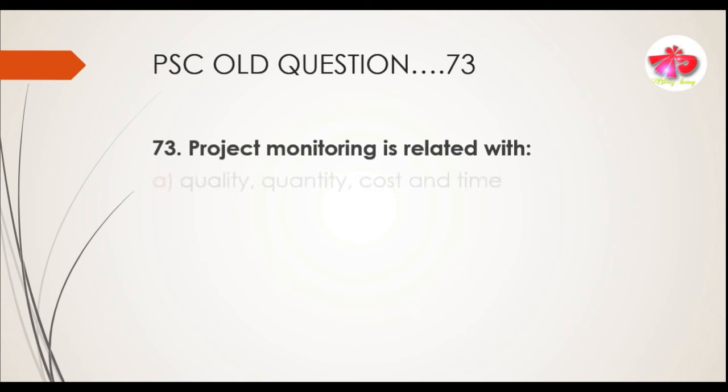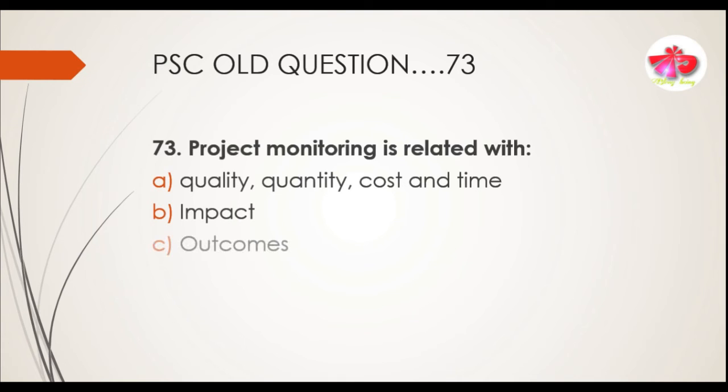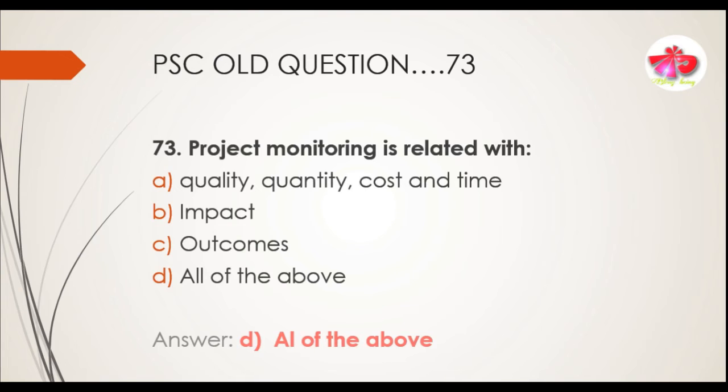Project monitoring is related with: option A, quality, quantity, cost and time, option B, impact, option C, outcomes, and option D, all of the above. So friends, project monitoring is related with all of the above, that is quality, quantity, cost, time, impact, outcome. All of the above is what the monitoring of the project is related with.